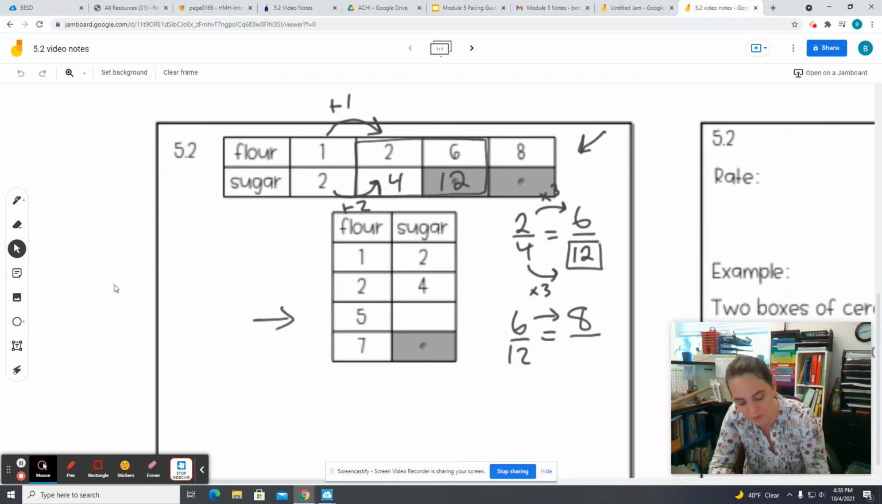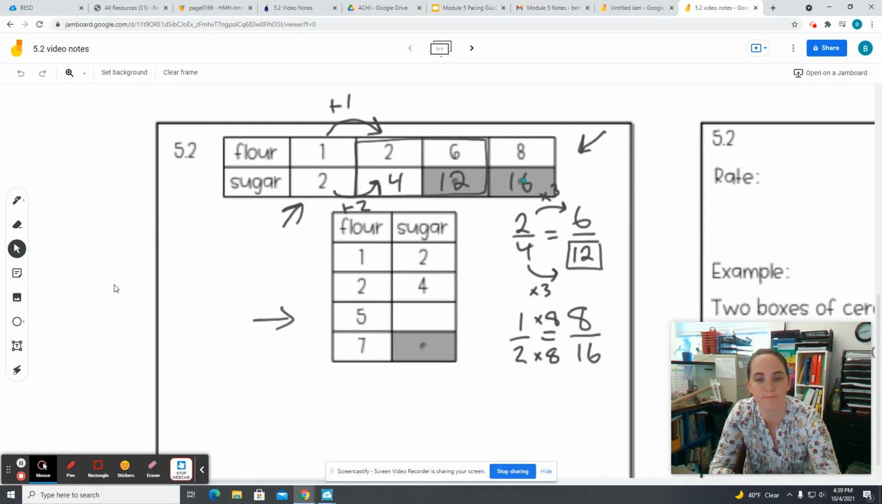Instead of 6/12, we're going to use another fraction from the table, okay? We are going to use 1/2. Because we know that if 1/2 is equivalent to 6/12, then it will be equivalent. We can use it in this place, okay? So then 1 times 8 equals 8. Well, then we have to multiply the bottom by 8 too, which is 16. So we have 8/16 right there. Those are equivalent fractions, okay?